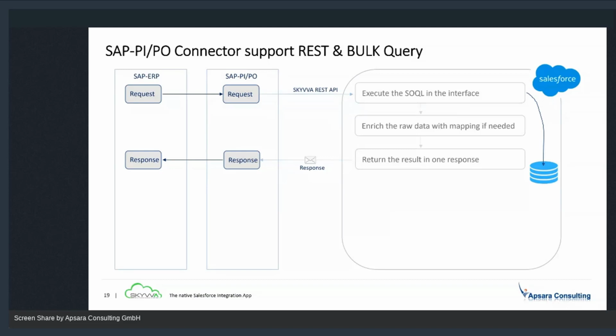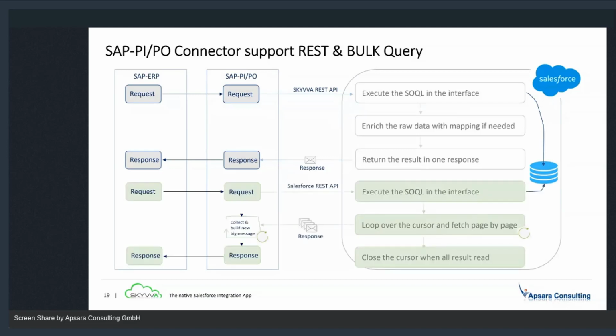To handle a large result set, we're introducing the REST and the bulk query. We can introduce that at the moment because the bulk query was just released by Salesforce in Winter '20. And this works technically differently. We also execute the SOQL statement, and then we get the 500,000 record set.